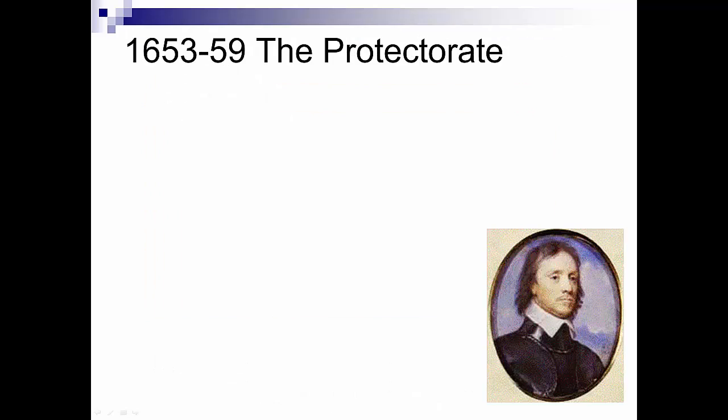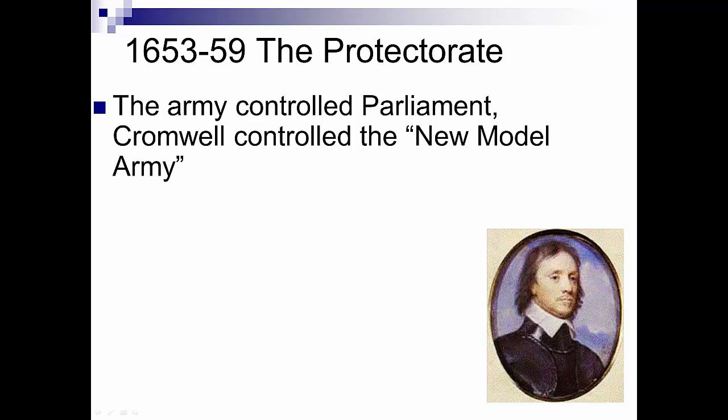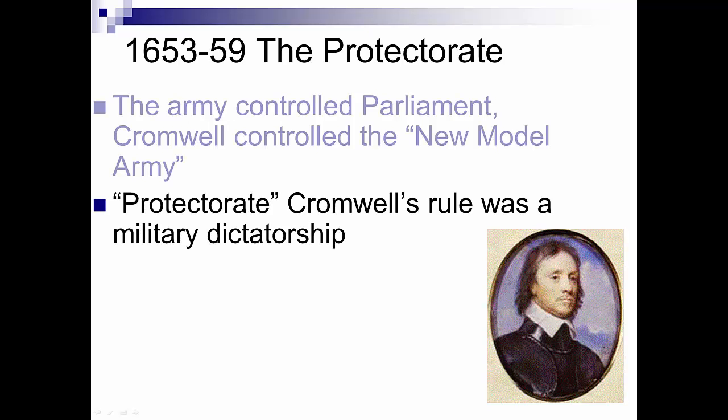From 1653 to 1659 is known as the Protectorate, where Oliver Cromwell took control of Parliament, the House of Commons. 140 Puritan leaders were appointed. This was known as a bare-bones Parliament. By 1653, Cromwell himself abolished the bare-bones Parliament and named himself Lord Protector. What we'll have in England is this military dictatorship.